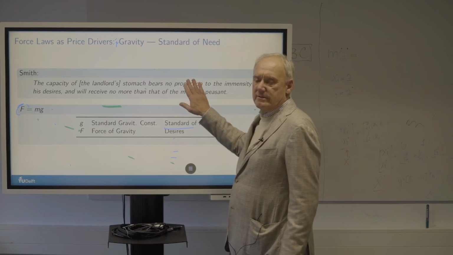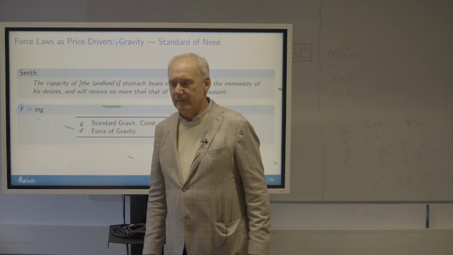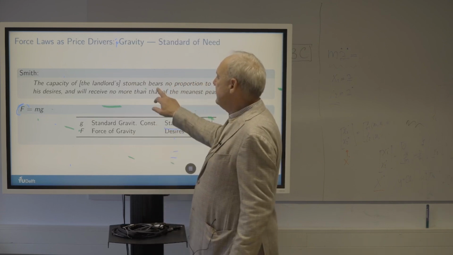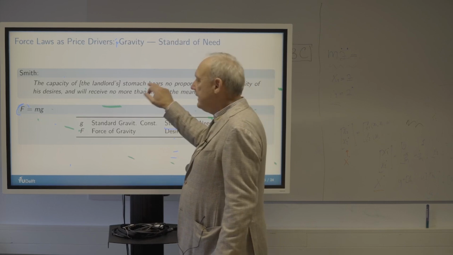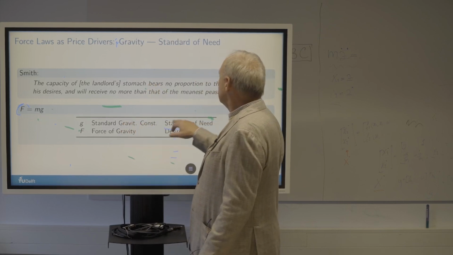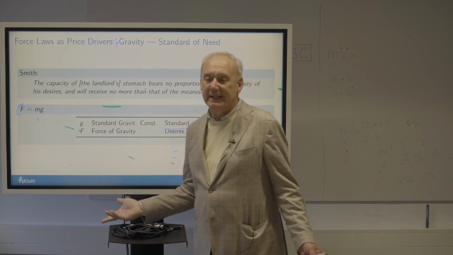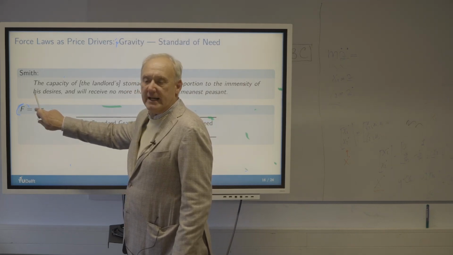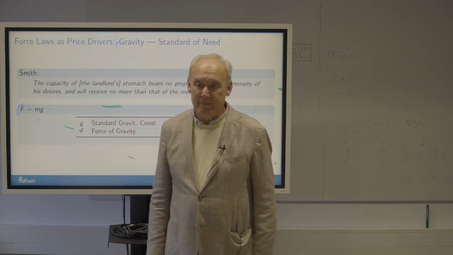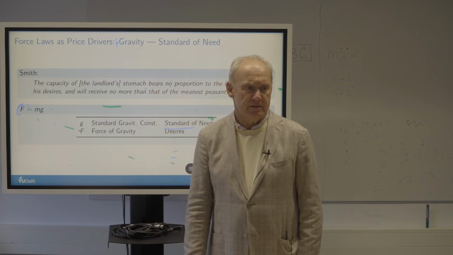Whereas Smith didn't have this Newtonian infrastructure, so he knows all these things, but we would say the desires of the price inelastic agent bear no proportion to his needs. Well, no proportion means that this proportionality constant can change. That's what it means. There's no standard proportion. That's how you should read it.